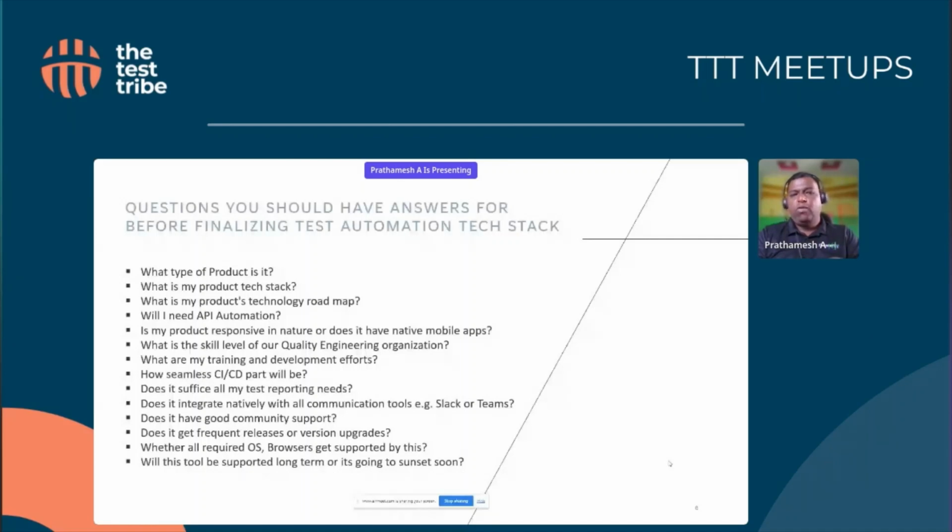Will this tool be supported for the long term, or is it going to sunset soon? Just some time back, there was a popular cloud automation tool that was open for all, but the parent organization or company might take a stance: hey, you know what, it's there, but we are going to sunset its support soon, or we are not going to support this particular tool. Then it leaves you midway, and that can become a challenge for you, and then you might have to look out for newer options.